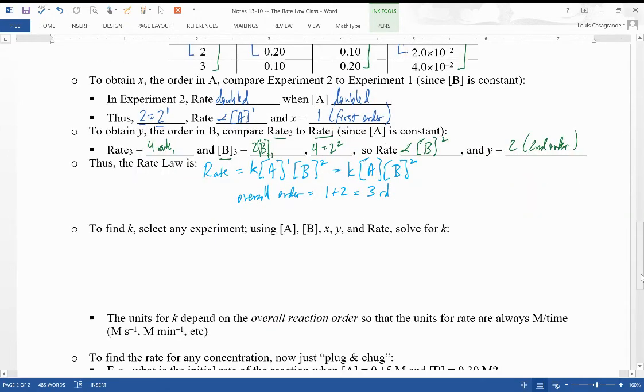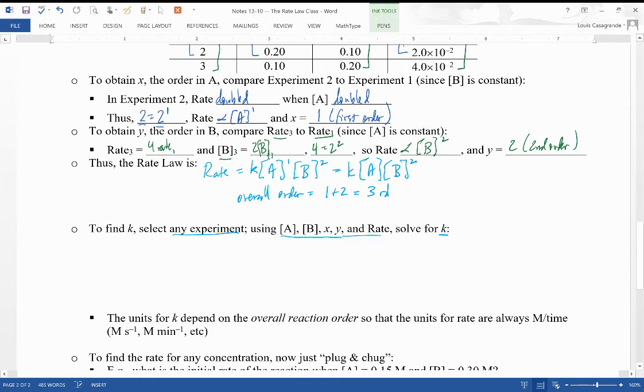Now, we do need to find k because we're going to use k in a subsequent calculation to find out what the rate should be at any given concentrations of A and B. So to find k, you're going to select any experiment. It doesn't matter which one you do. In this case, these data are coming out perfect. In practice, if you were doing an experiment, you would find the rate constant for all the experiments and then average them. But finding it for this one is enough. So we're going to use the concentrations that we know, the x and y that we know, and the rate that we know.